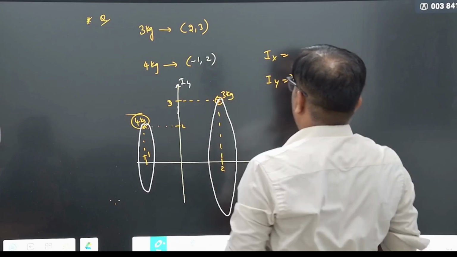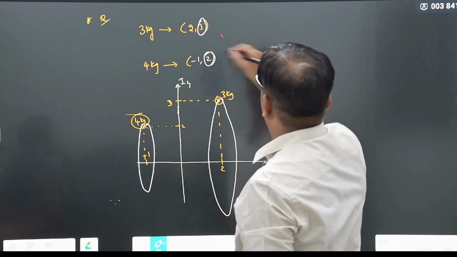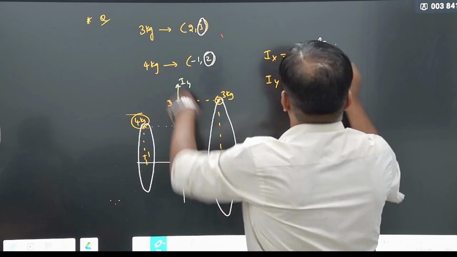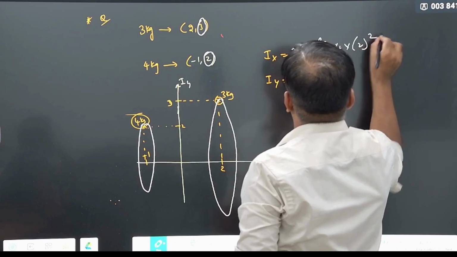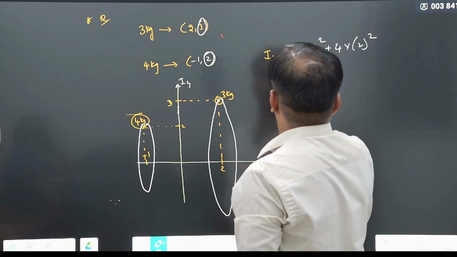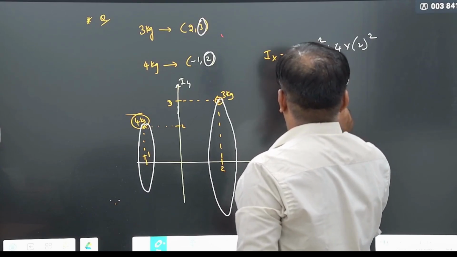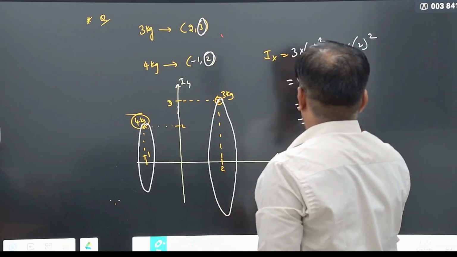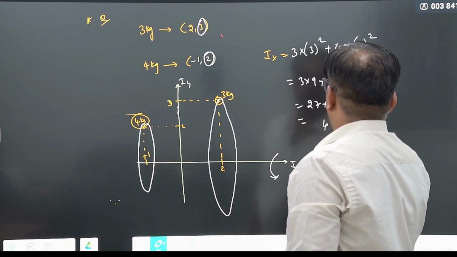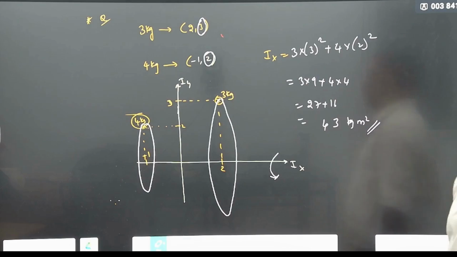So moment of inertia along the x-axis means y distances. The y distances are 3 and 2. So what can you write? 3 into 3 square plus 4 into 2 square. So moment of inertia Ix is 3 into 9 plus 4 into 4. 3 nines are 27 plus 16, that is 43 kg meter square. Clear?